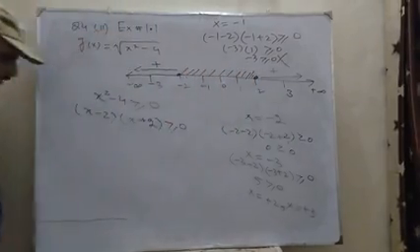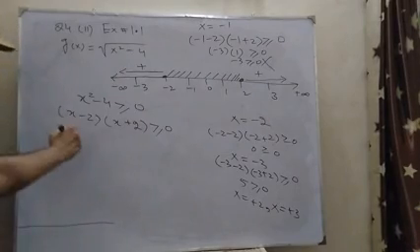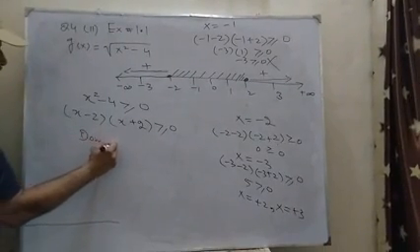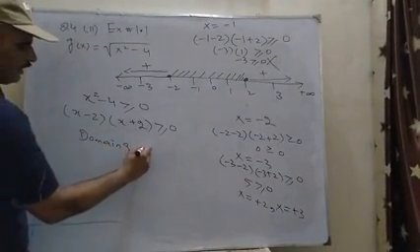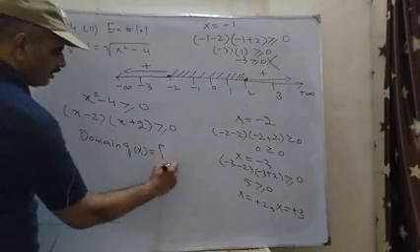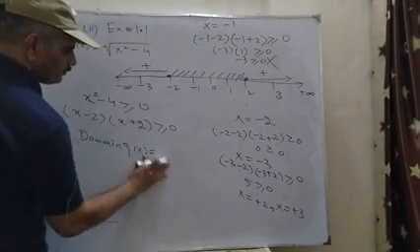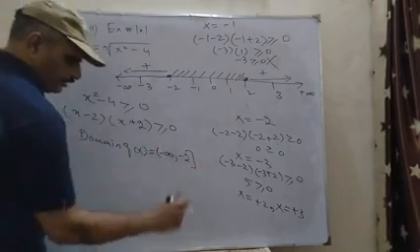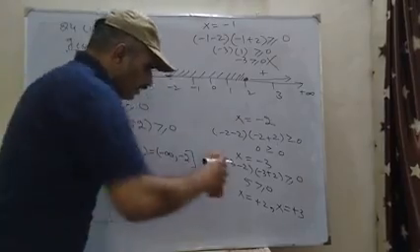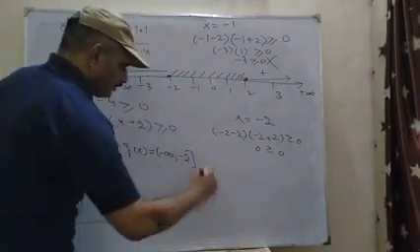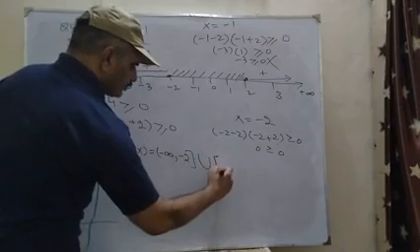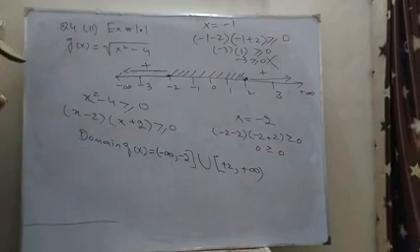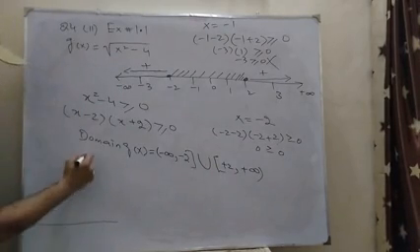So according to this condition, our domain of g(x) will be minus infinity to minus 2, union, plus 2 to plus infinity. That is our domain. And what will be our range?